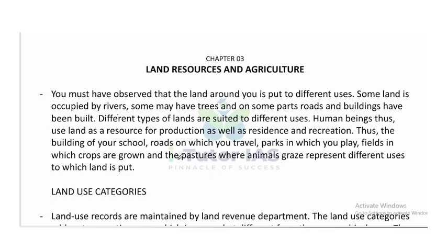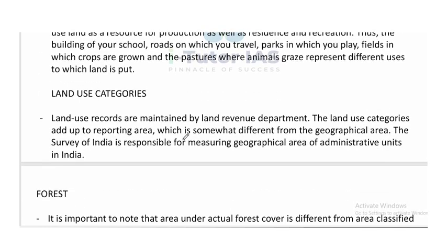Thus, the building of your school, roads on which you travel, parks in which you play, fields in which crops are grown, and the pastures where animals graze represent different uses to which land is put. So here we can see some of the different types of lands and different uses of lands. Now, land use categories.